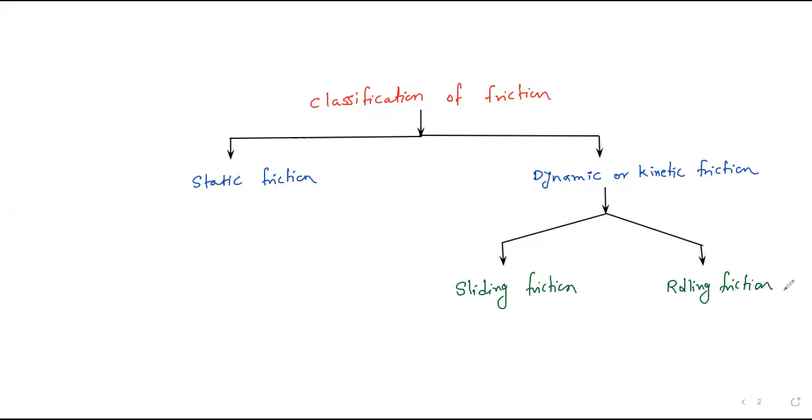Now what is the meaning of static friction? It is the frictional force experienced by the body when it is at rest under the action of external forces. So when the body is at rest, whatever frictional force is experienced by the body is called static friction.